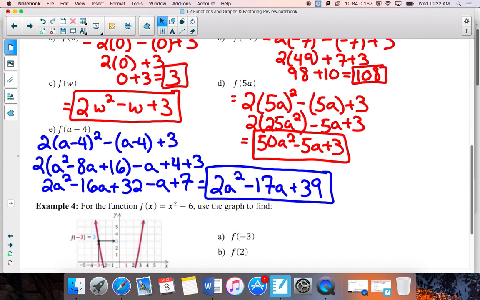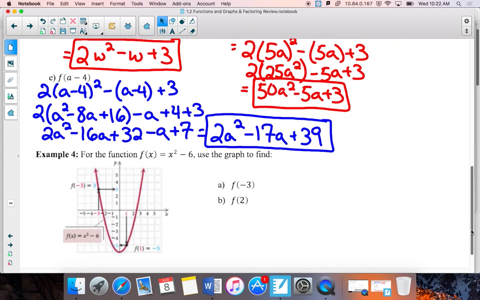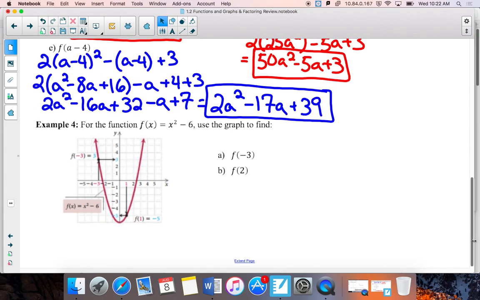Now, if we have a graph, we want to look at what our x value is and find our y value. So, as you can see, this is already sort of laid out here for f of negative 3. We would go to negative 3 on our x, see what our y value is, and that would be 3. So we want to do the same thing for b. We go to 2 on our x value, see what that gives us for y, which would give us a negative 2.